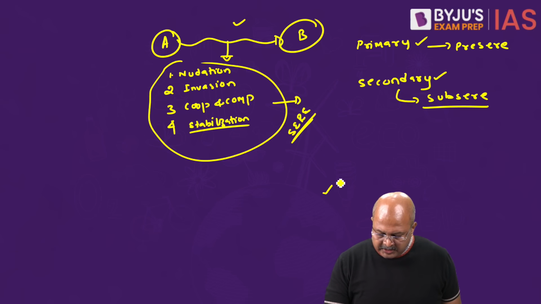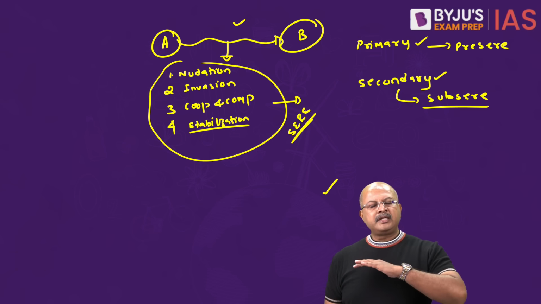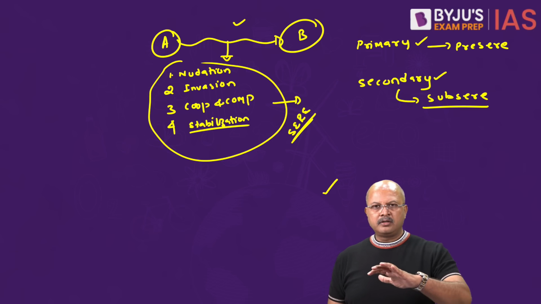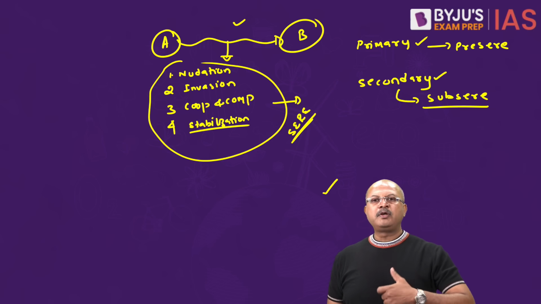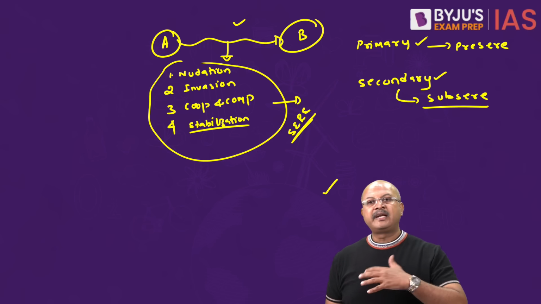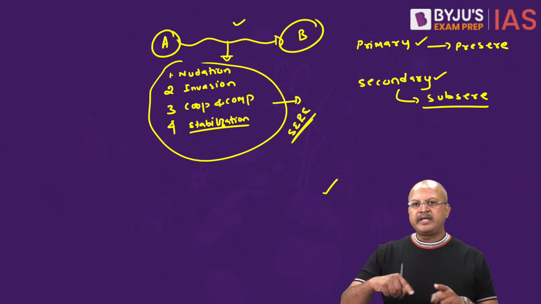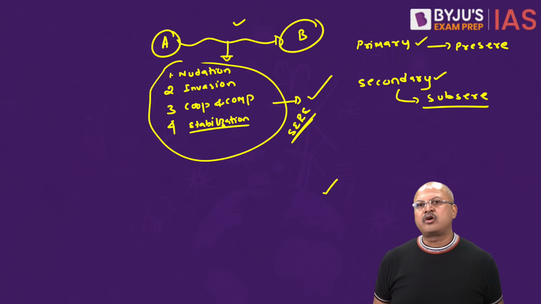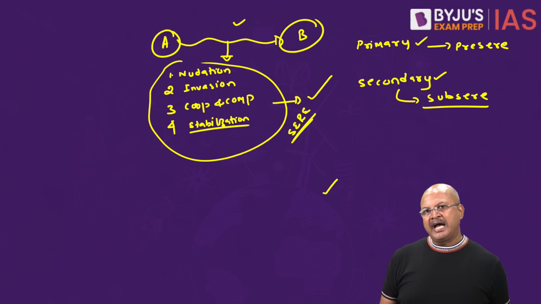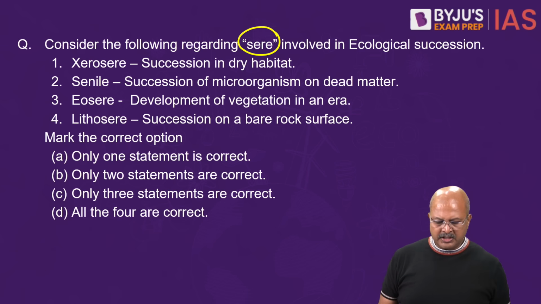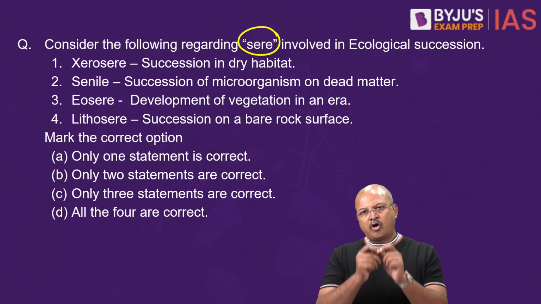Now, this ecological succession takes place in any part. It can be in saline water, it can be on a rock surface, or it can be in desert areas. Where the seer has occurred, they name them as per that. And hence, if you see the questions and the objectives given here.